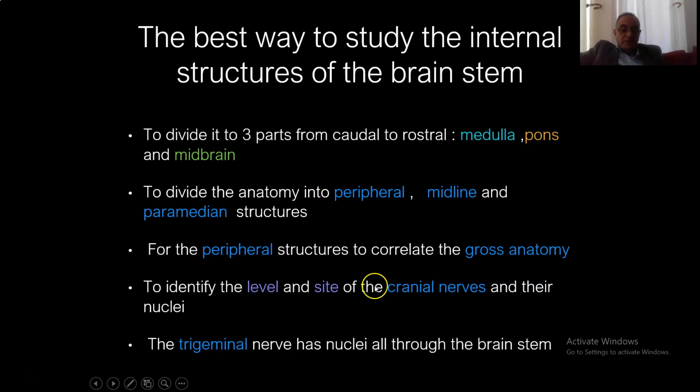the level and site of the cranial nerves and the nuclei, and the trigeminal nerve has nuclei all through the brainstem. So this is the general plan we are going to use in studying cross sections or internal structures of the brainstem. There are 3 parts, upper and lower parts in each one, and then there are peripheral, midline, paramedian parts. Correlate the peripheral parts with the gross anatomy, identify the level and site of the cranial nerve nuclei and their exit points, and that the trigeminal nerve has nuclei all through the brainstem.